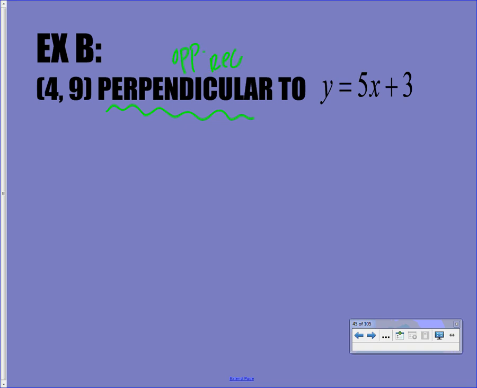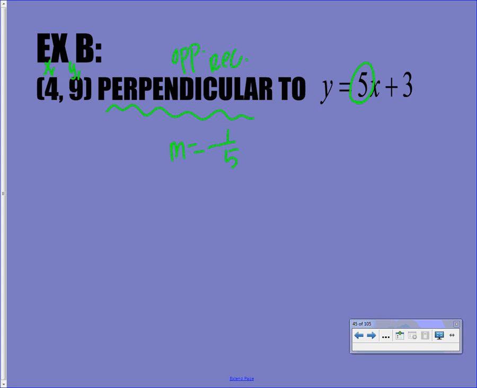Opposite reciprocal to y equals 5x plus 3. Okay, so that means my m for the line I'm looking for is going to be the opposite reciprocal of 5. So the reciprocal is 1/5, and I change my sign to be a negative 1/5. Okay, and then here's my ordered pair, so I know that 4 is my x1 and 9 is my y1.